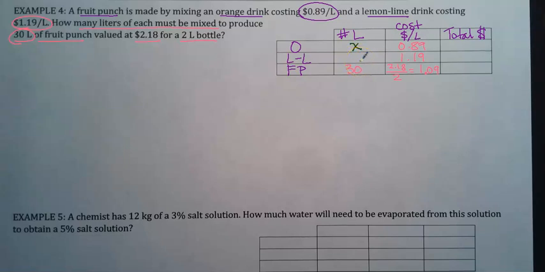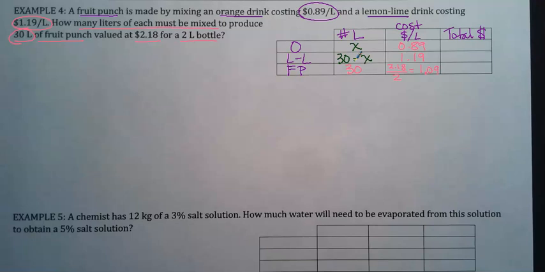Except that we do know we need enough to make 30 liters, okay, total. So we need some orange and we need enough lemon lime to make the 30 liters total. So this is just gonna be the 30 minus X. We're going to take however much orange we use, subtract it from 30, and that'll tell us how much lemon lime to use. Okay, so some good stuff there.